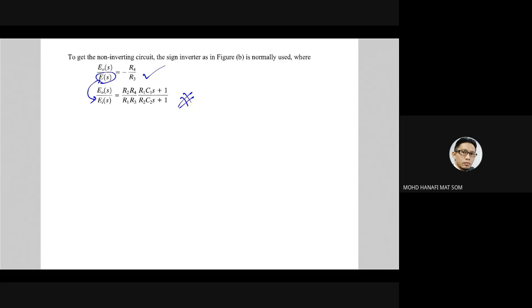Okay, this is the end of this modeling of the electrical system, electrical circuit network. Okay, any question?